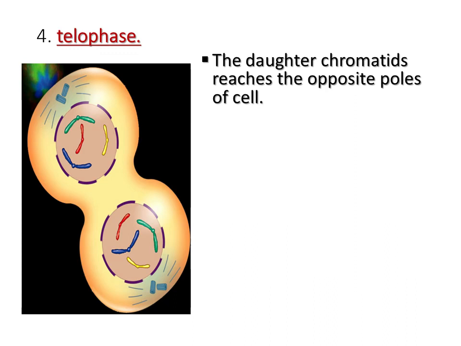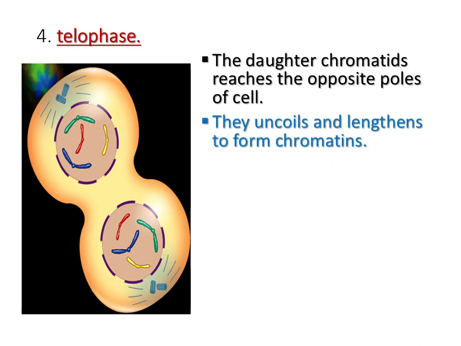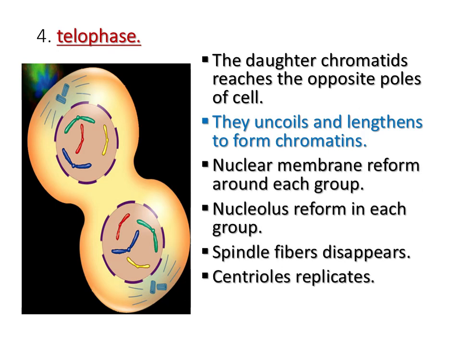During the telophase, the daughter chromatids have now reached the opposite poles of the cell. After reaching the opposite poles, they uncoil and lengthen again to form the chromatin. The nuclear membrane reforms around each group. The nucleolus reforms in each group. The spindle fibers disappear, and the centrioles replicate.